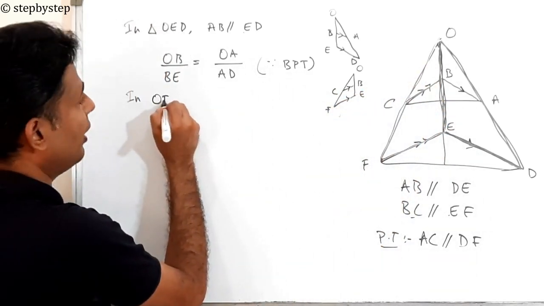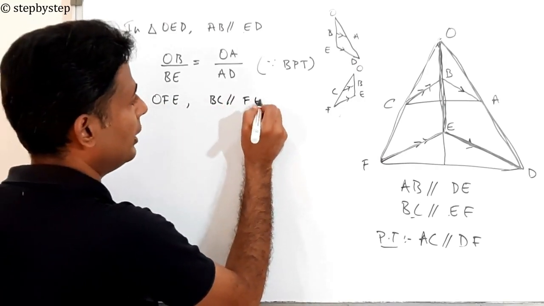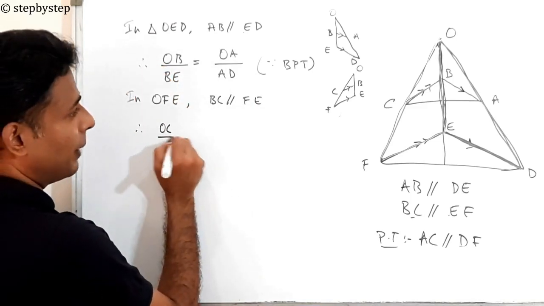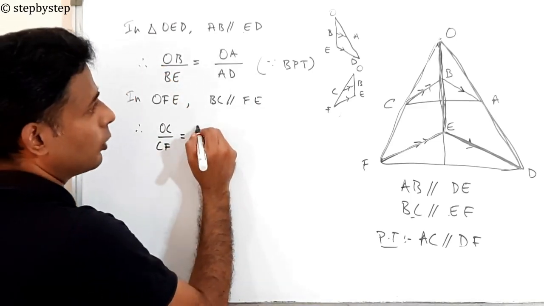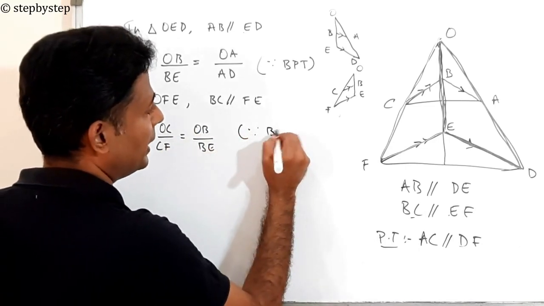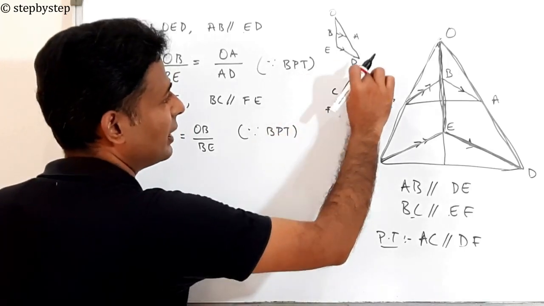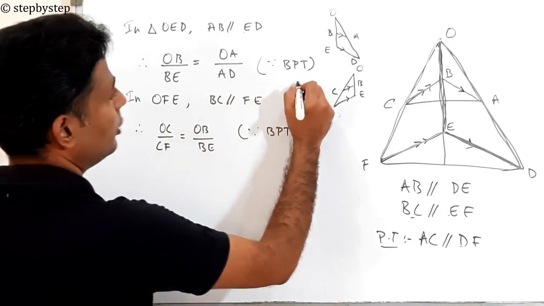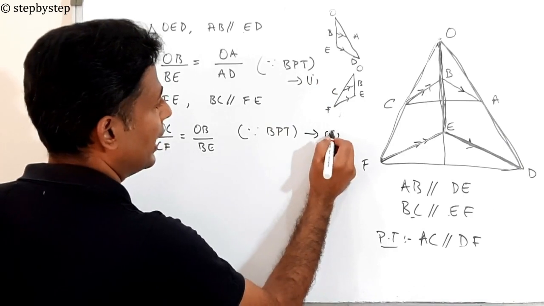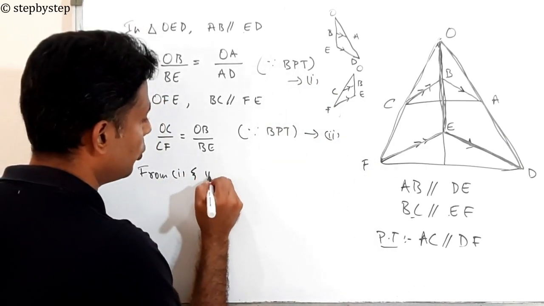So in triangle OFE, BC is parallel to FE. So therefore what do we get? OC by CF equal to OB by BE. What is the reason? BPT. Basic proportionality theorem. So we get this by this equal to this by this. Now in exam you need to mark this as 1 and this as 2, and this is how we will write from 1 and 2.